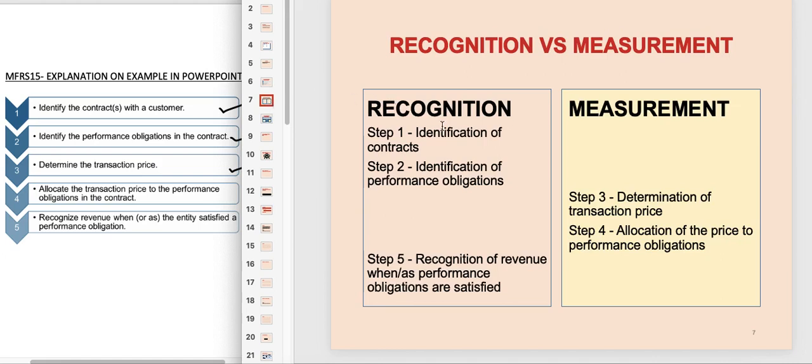Of these 5 steps, we segregate them into 2 categories, which are recognition and measurement. This is just to make you understand that step 1 and step 2, identifying the contract, that the contract exists, and that you can identify what your obligation to the customer is, and when you recognize the revenue, that goes under recognition. And measurement is about quantifying those figures into your financial statement, which refers to step 3 and 4.